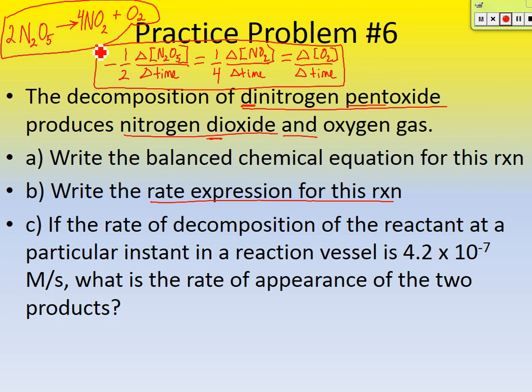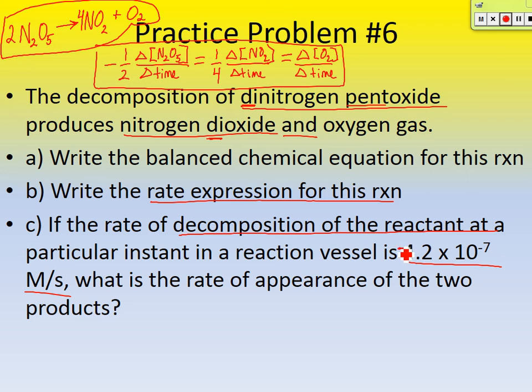Part C. If the rate of decomposition for the reactant at a particular instant in a reaction vessel is 4.2 times 10 to the minus 7th molar per second, what is the rate of appearance of the two products? Now, before I let you try this one on your own, there's an important point, guys. We're talking about the decomposition of this reactant. It told us its rate. But guys, the reactant is going to disappear. So what do we need to put as the sign for this rate? It's going to be negative.